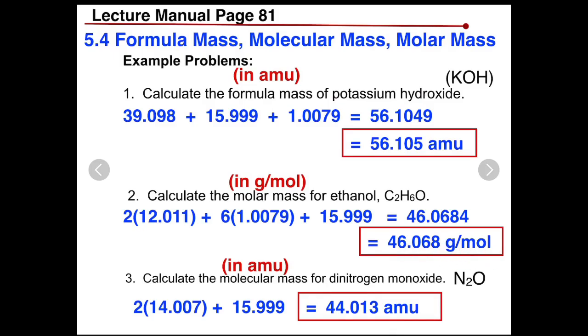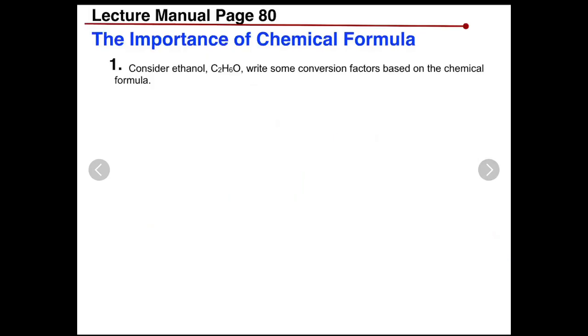We are going to use this concept in just a few minutes, especially the molar mass, because molar mass, as you see, contains 2 units, grams and mole. So the molar mass will allow you to convert from grams to moles. We're going to take a look at this as the conversion factor in just a few minutes. But let's take a look at the importance of the chemical formula first.